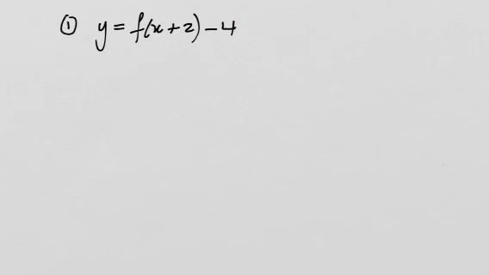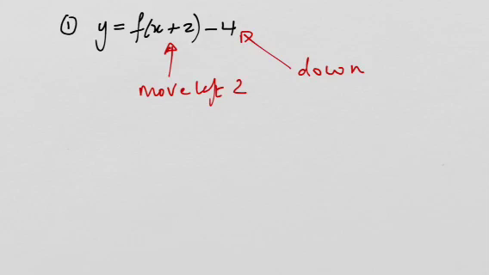First question, you have to sketch y equals f of x add 2, take away 4. Well, the add 2 part in the bracket here means you've got to move your graph left 2 units, and the negative 4 at the end means you have to move the graph down 4 units. So take your graph, move it left, and then move it down.